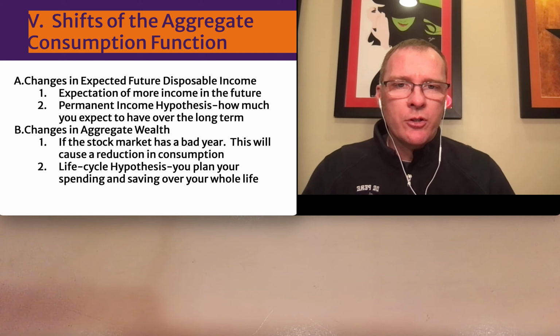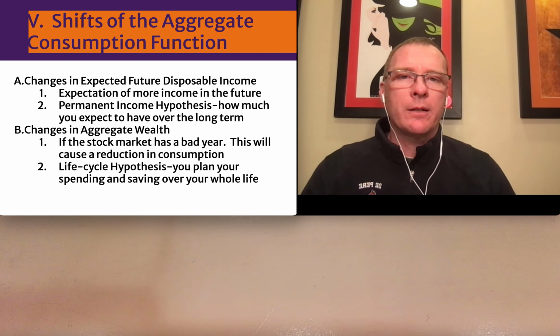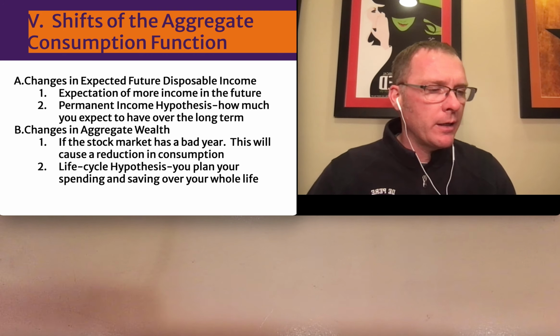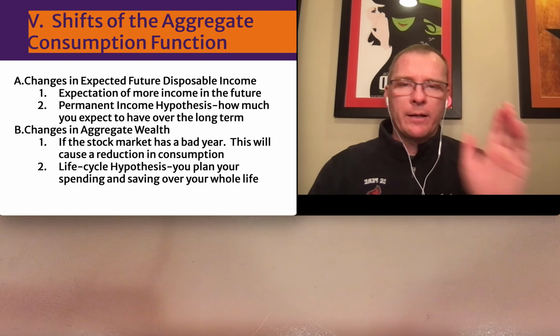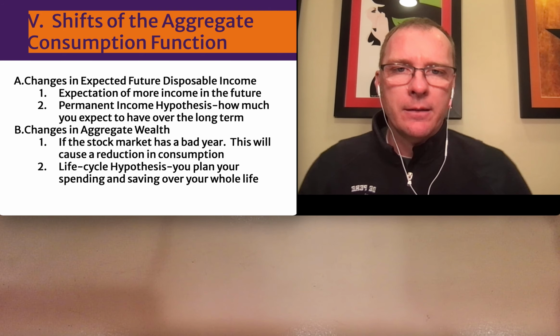Another thing that could change your consumption function might be a change in your aggregate wealth. If the stock market did well this year, you might have more money and you're going to spend more, and that might shift the whole line to the right. If it was bad, you might shift that whole line to the left.